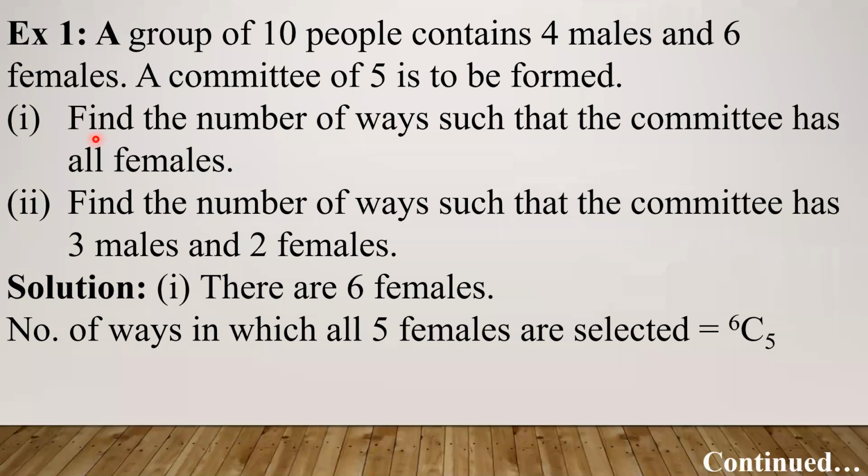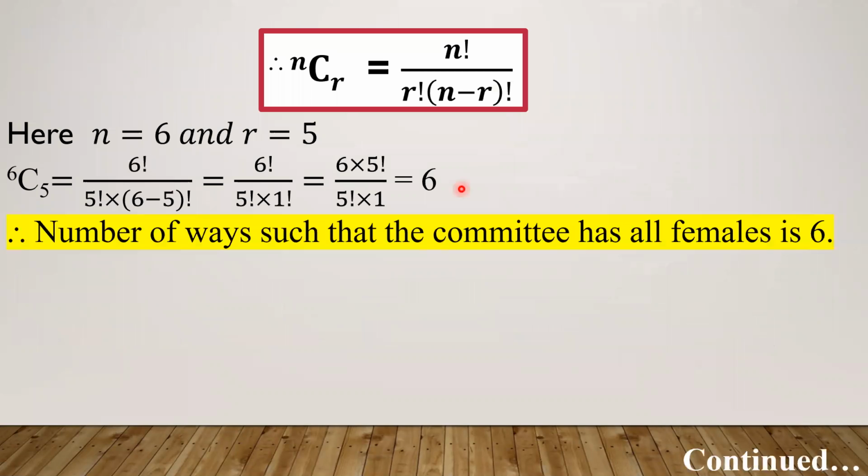That is what I have written in the solution of the first problem. There are 6 females. Number of ways in which all 5 females are selected is given by 6C5. All the 5 members of the committee have to be female. So we will not select from the 4 males. All the 5 members will be selected from 6 females, and that can be done in 6C5 different ways. So the answer for the first one will be 6C5. Let us calculate the value of 6C5. Look at here. 6C5 we have to calculate.